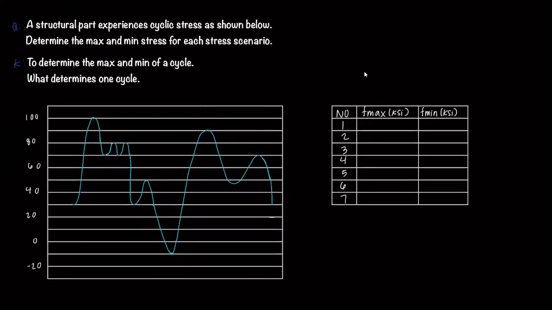A few things that we have to know is we should be able to determine what points are max and min of the cycle and what determines a cycle. As we are solving this problem, you'll see what I mean. So let's first try to find the first cycle. Let us get a nice red highlighter and let us start.